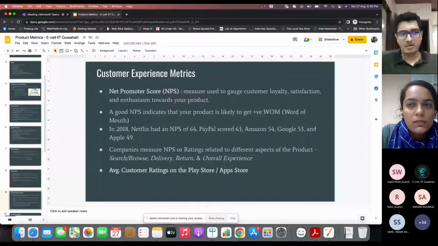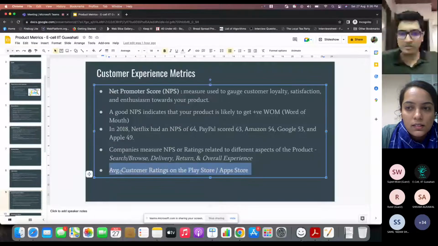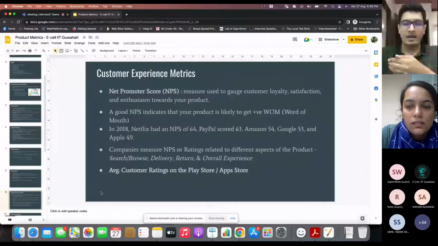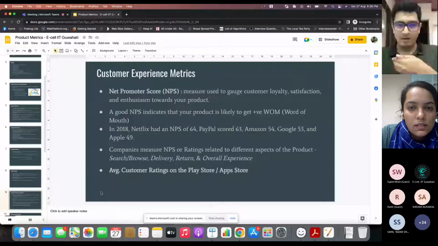And there are multiple ways to measure customer experience scores, right? A very easy one is average customer ratings on the Play Store or App Store. If you have an app, you would see the impact of your product feature on customer ratings. If you're solving a very key pain point, then ideally your customers should start giving you better ratings, and that should lead to visibility in that change.